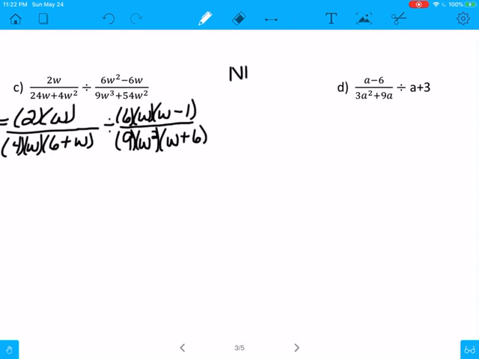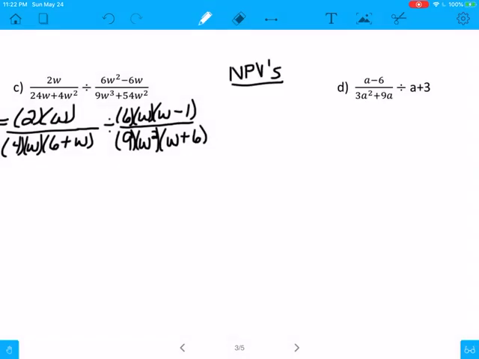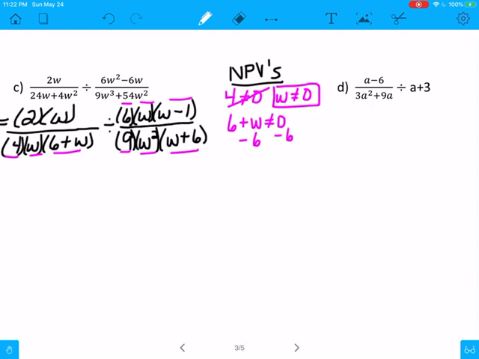Then I have to do NPVs. Okay, so I'm going to do it for 4w, 6 plus w, 9w squared, w plus 6, 6w and w minus 1, because I have to do it for all of them except for the top left, so it's lots. So 4 cannot equal 0, doesn't get me an NPV. W cannot equal 0, perfect. 6 plus w cannot equal 0. I'm going to subtract the 6 over. W cannot equal negative 6.